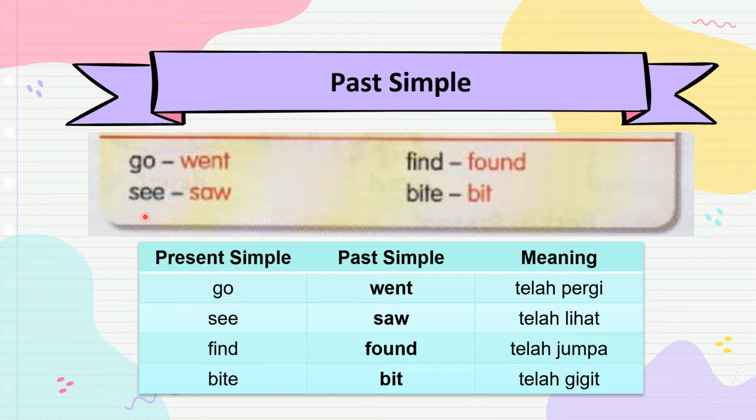Okay, now let's look at number 2. See, saw. See akan jadi saw. Means telah lihat. Okay, saya telah lihat dia semalam. I saw him yesterday. So we use the word saw. Find, found. Find, jumpa. Found, telah jumpa. So, I found the book last week. Saya telah jumpa buku ini minggu lepas. So, we use found. Bite, bit. Bite, gigit. Bit, telah gigit. Okay, telah kat sini. Telah dah berlaku. So, a snake bit her. Seekor ular telah menggigitnya. Benda dah berlaku.